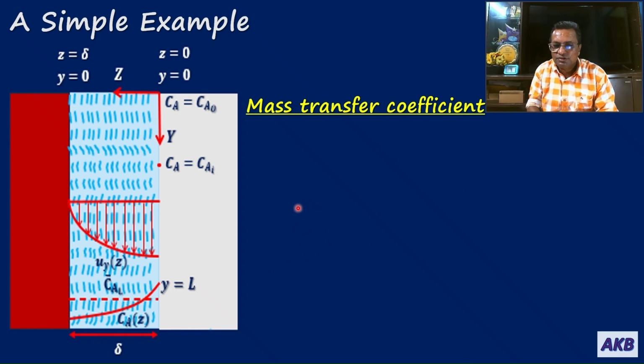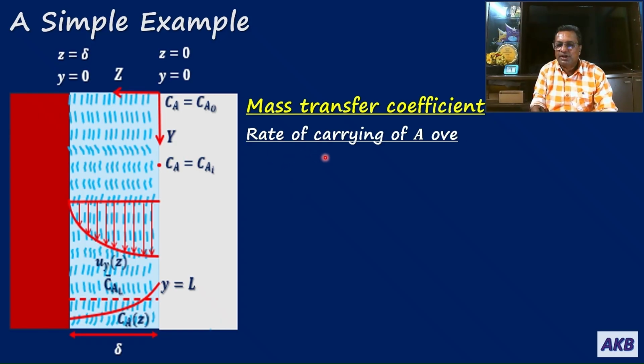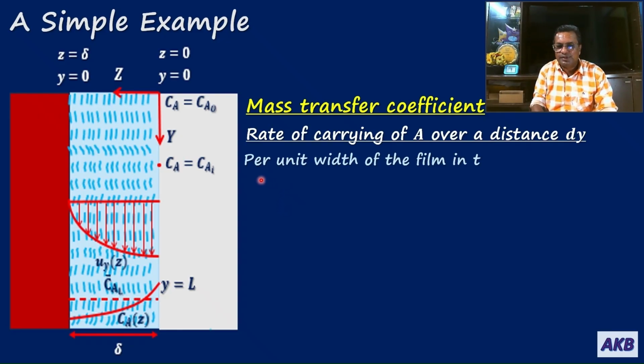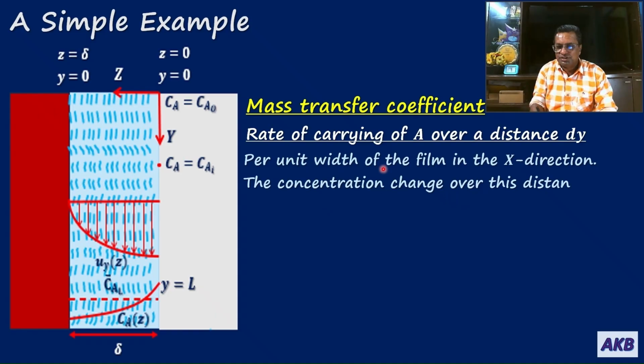So after getting the equation for rate of absorption over a distance dy, now let us get an equation for the rate at which A is carried over the same distance. Which distance? dy. Rate of carrying of A over a distance dy. Again it will be expressed per unit width of the film in the x direction perpendicular to the plane. As A is carried over a distance dy, the concentration change over this distance would be dCA, a differential change in the concentration.